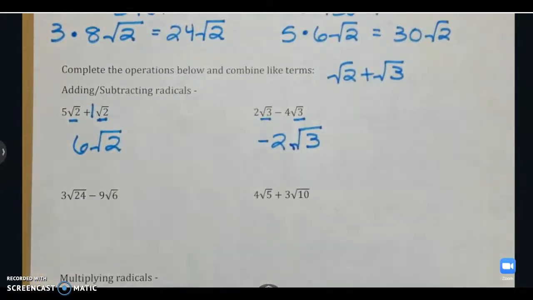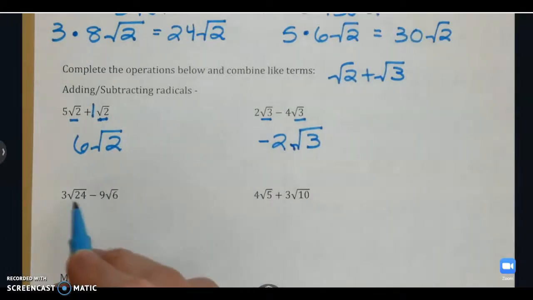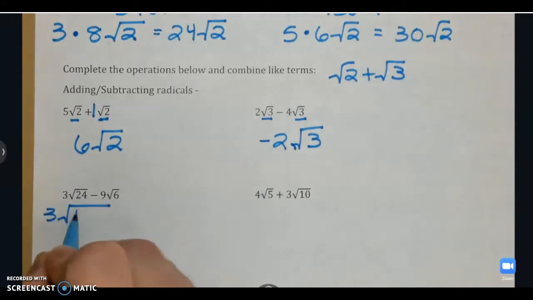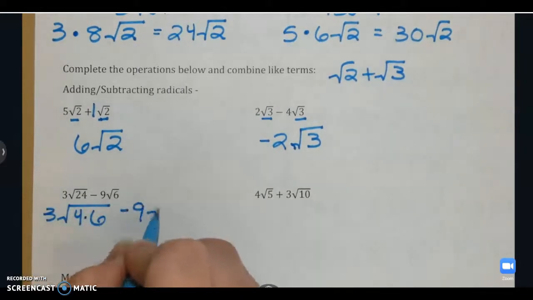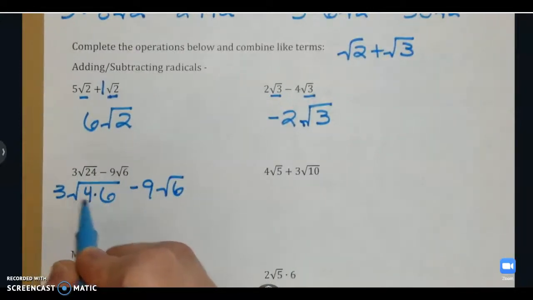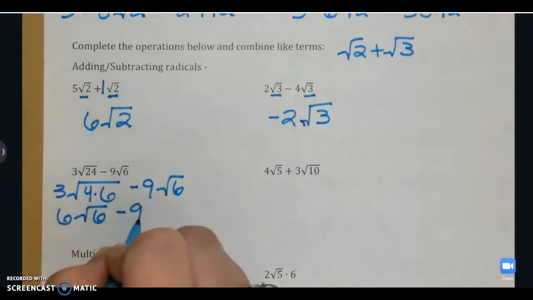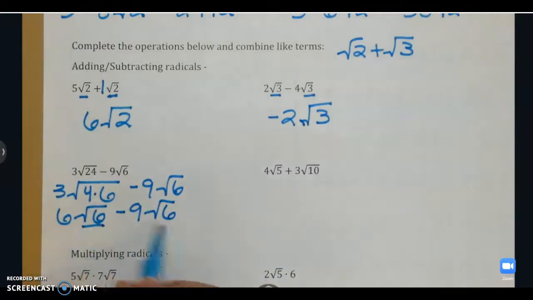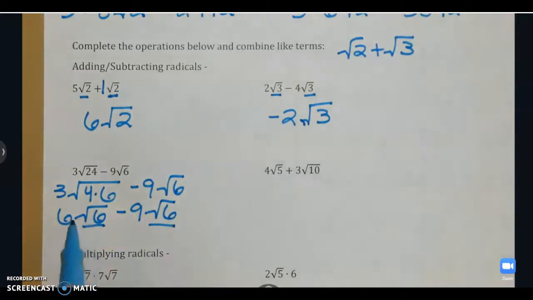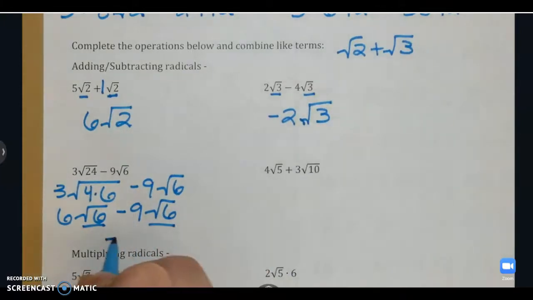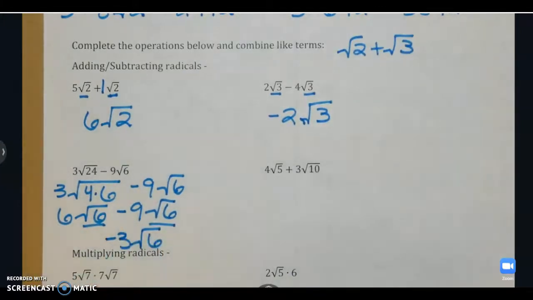Now on this next one, I don't have matching radicals, but we might be able to get a matching radical if we simplify this one on the left. So 3 square root of 24. I can simplify the square root of 24 because one of its factors is 4, which is a perfect square. So if I bring out square root of 4, that's going to be 2, multiply it by the 3, that gives me 6 square root of 6 minus 9 square root of 6. And now I do have like terms. They both have the square root of 6. So I can subtract their coefficients. 6 minus 9 gives us negative 3, and our radical stays the same.